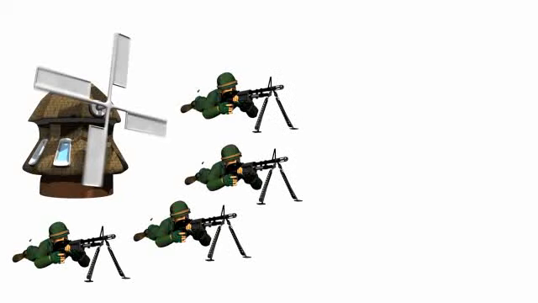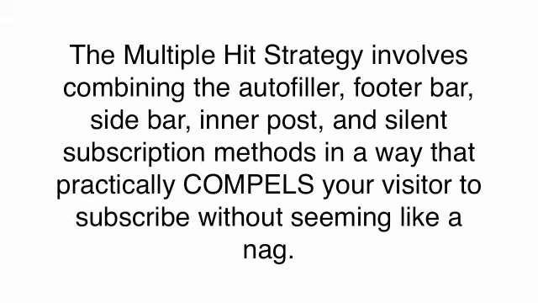Think of it as a full-on sniper attack that doesn't rest until the job's done. This is one of the most powerful list building strategies available and truly makes a subscribers magnet sing. We covered a small portion of this method earlier in the video, but the complete version is extremely powerful. Multiple hit strategy involves combining an autofiller, footer bar, sidebar, inner post, and silent subscription methods in a way that practically compels your visitor to subscribe without seeming like a nag.